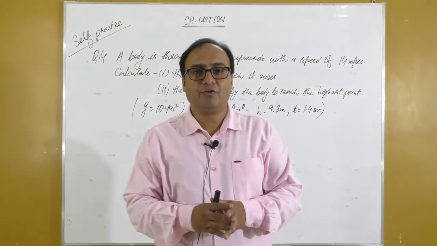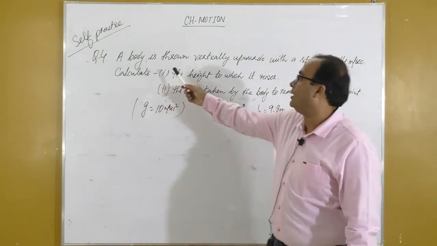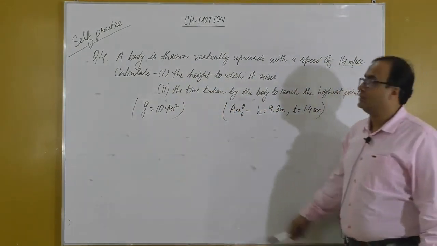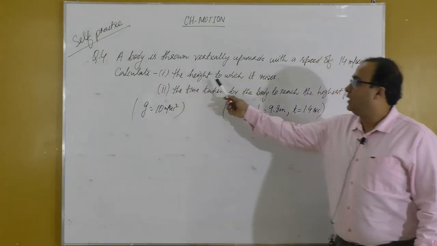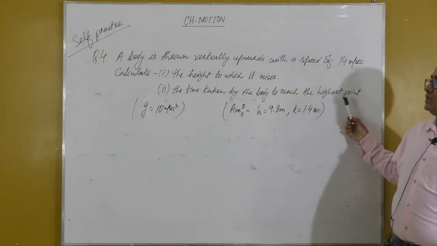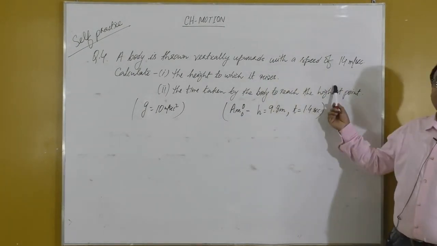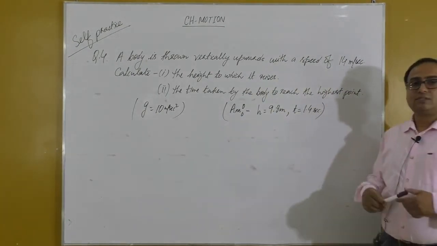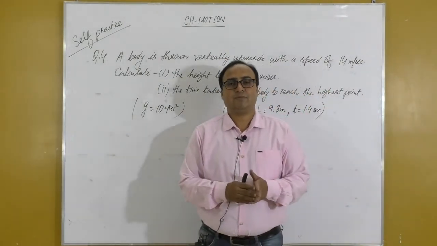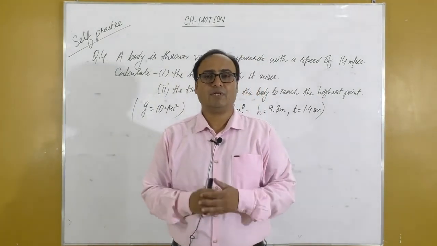Now question number 4 for your self practice. You have to note down this question. Question number 4. A body is thrown vertically upwards with a speed of 14 meter per second. Calculate number 1, the height to which it rises, and number 2, the time taken by the body to reach the highest point. Value of g is 10 meter per second square for solving this numerical, and these are the answers. I am not going to give any hint for this particular question. This one is similar to question number 3, so you have to try yourself for solving this particular question.